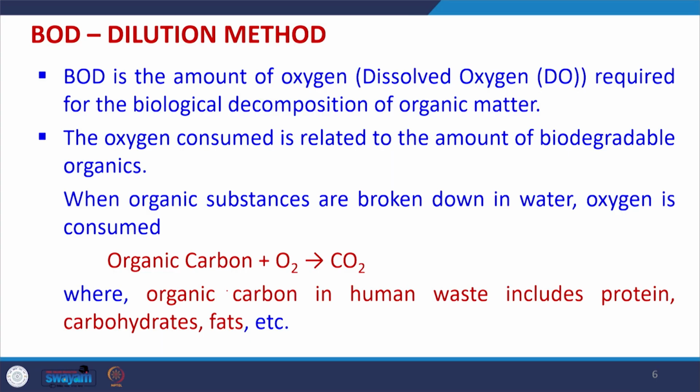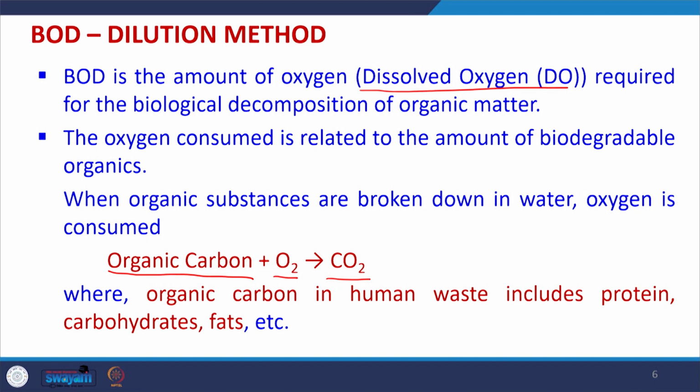Going further, what are the methods of measuring the BOD? BOD can be measured very easily by two or three methods. We have already said that BOD is the amount of dissolved oxygen required for the biological decomposition of organic matter. The oxygen consumption is related to the amount of biodegradable organics. When organic matter is present in water, it is used by microorganisms in the presence of oxygen and converted into CO2. Some part of the organic matter is also used for biomass growth.